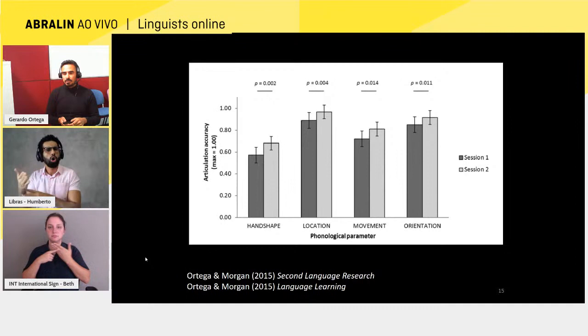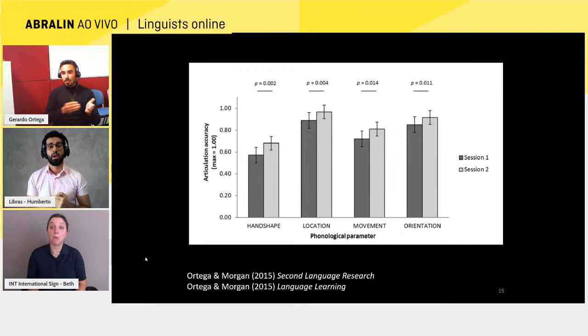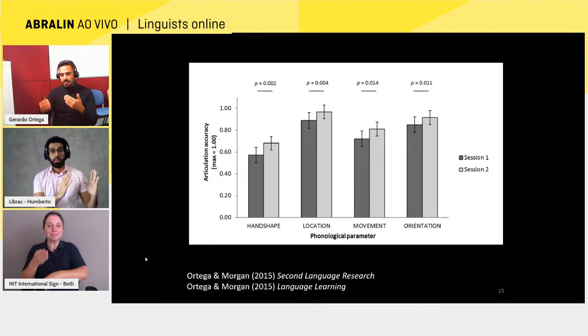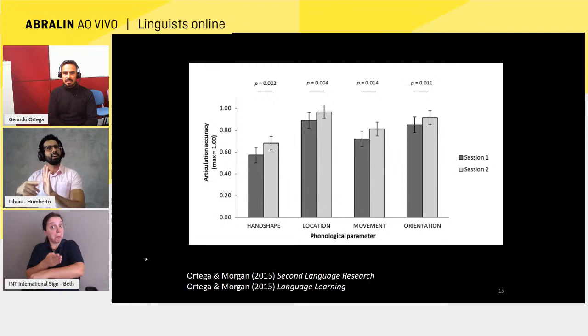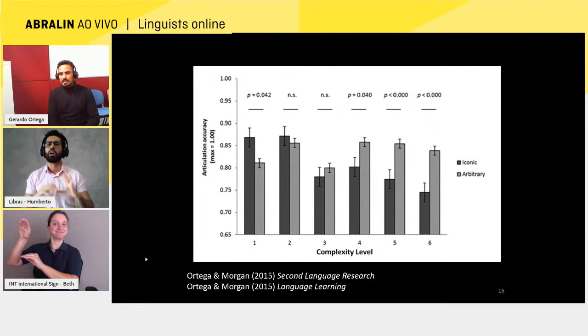Another interesting finding is that, of course, over time they improved, because in session two, 11 weeks after studying a sign of BSL, they improved compared to the first time, before they had received any kind of instruction. And one of the interesting findings was the effect of iconicity.